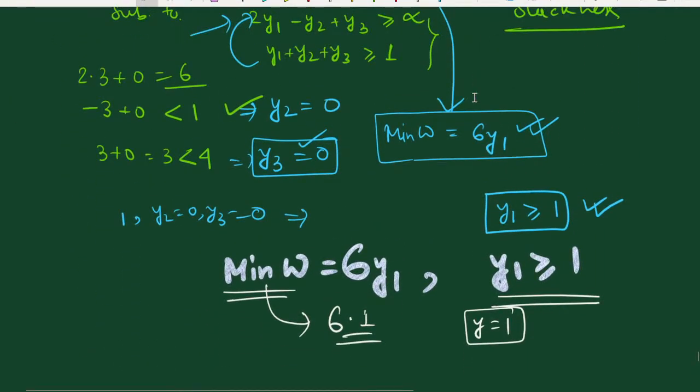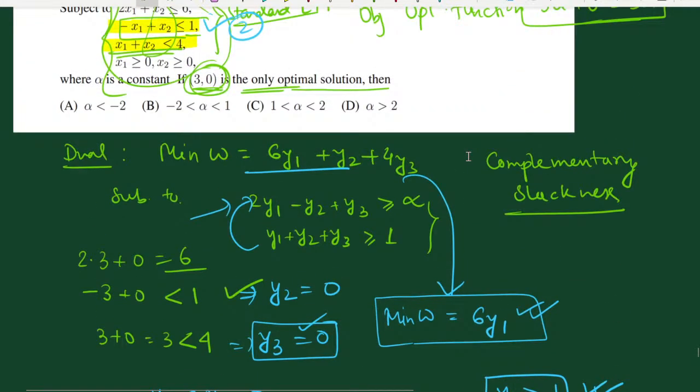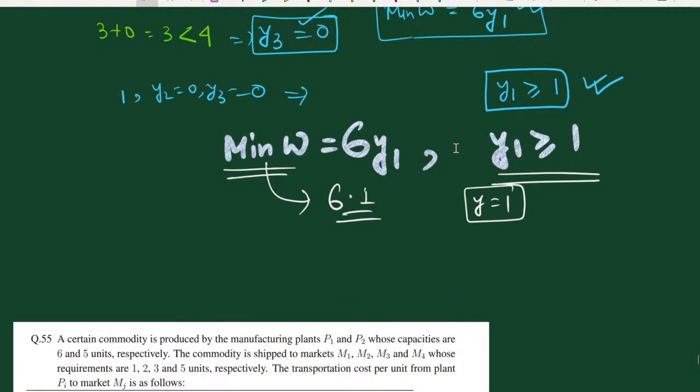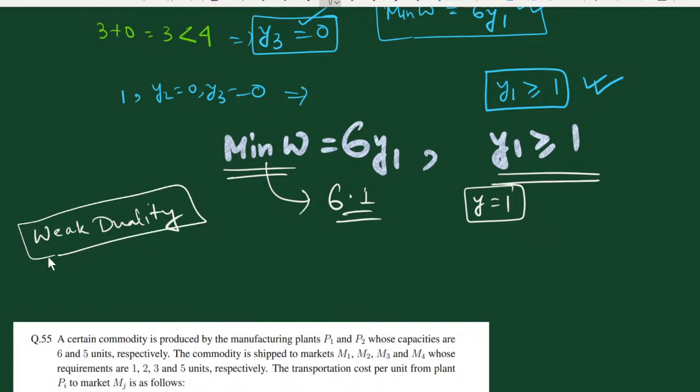Now I think it is clear. If you don't understand, then you can comment in the comment section below. Now we apply the weak duality theorem. This question is easy, but two or three theorems are needed. The weak duality theorem says that the minimization problem value is greater or equal to the maximization problem value, whether it is the primal or dual. Always remember that minimization is greater or equal to maximization.